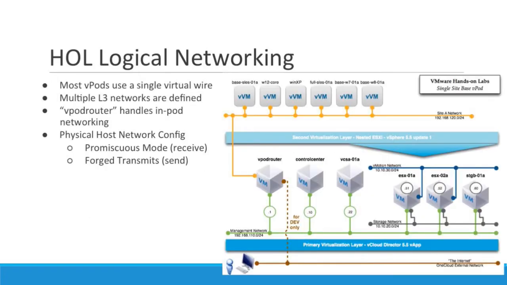And if you take a look at just one more quick thing about HOL Logical Networking, I mentioned that we run a single layer 2 network with multiple layer 3 networks piled on top of it. This is kind of how we do that. The VPod router manages that. During development, we've actually got a connection to the internet for our lab teams to be able to pull bits down and do the configuration. But when we deploy in the labs, we actually kill that connection, so the pod runs completely isolated from the network. And the access to the console is actually through the console proxy and vCloud Director.